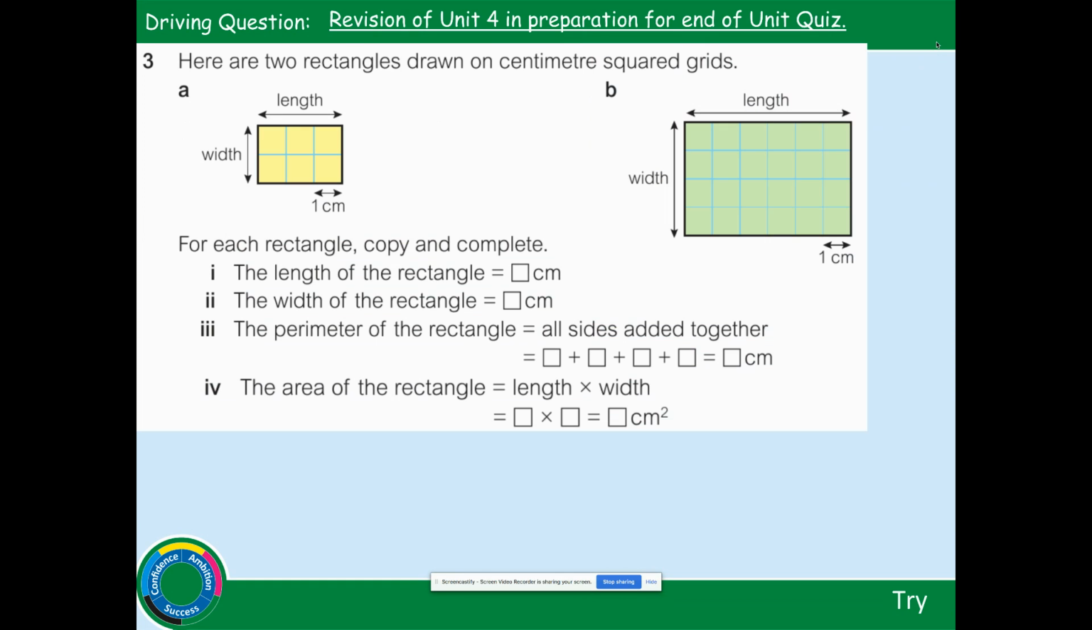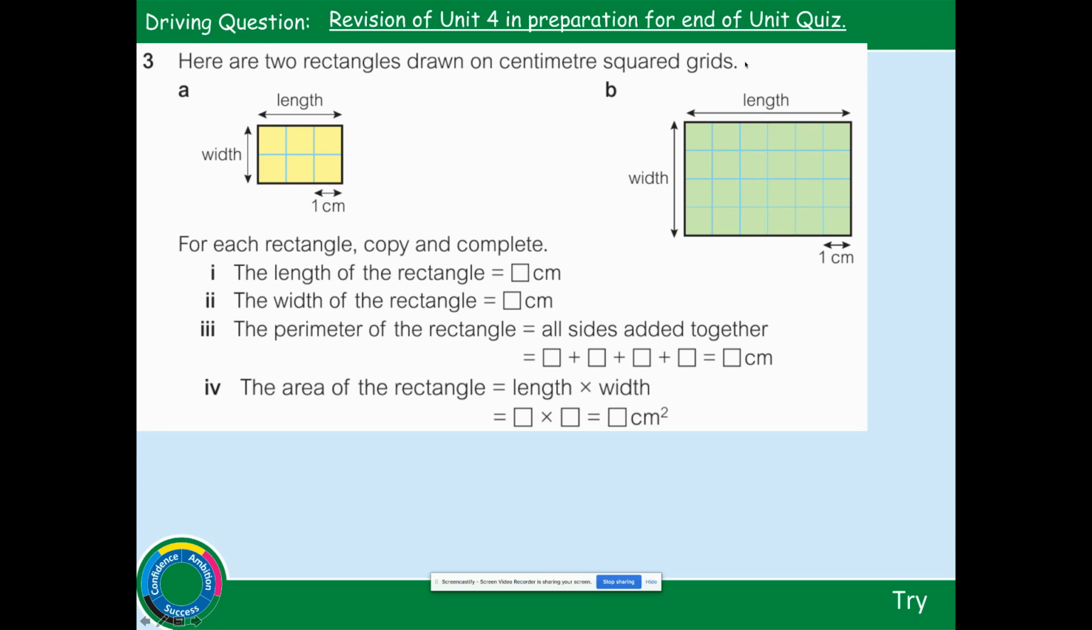Here are 2 rectangles drawn on centimetre squared grids. For each rectangle, copy and complete. The length of the rectangle is, the width of the rectangle is, the perimeter of the rectangle, which is all sides added together, and the area of the rectangle is length times width, and fill those in. So let's just quickly do this one together.